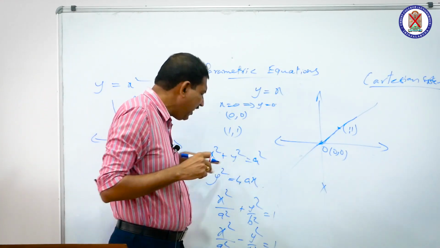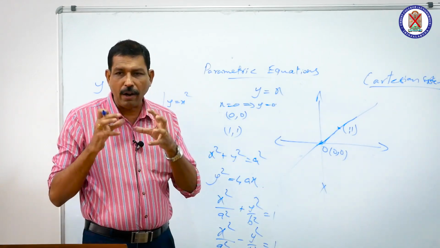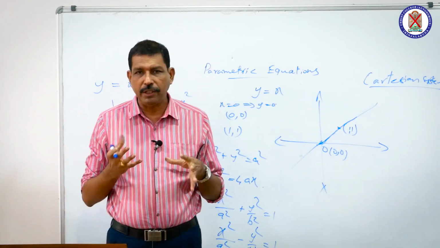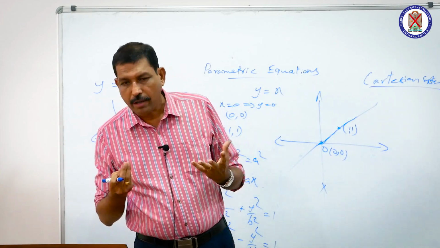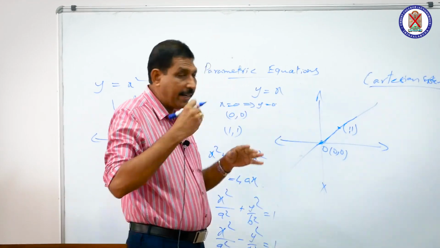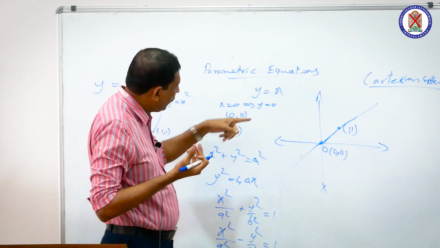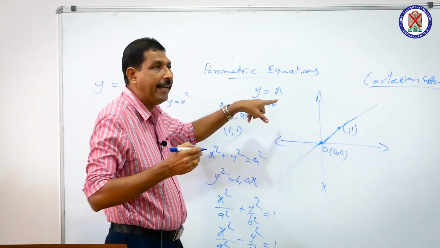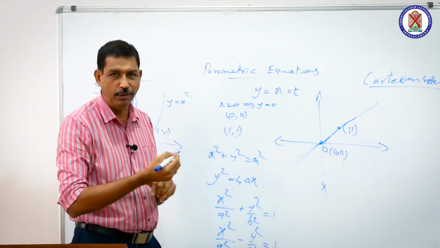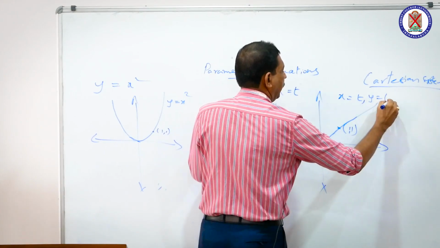But here, for x square plus y square equal to a square, we cannot explicitly find the value of y directly. Therefore, we will think about a new system, a relationship between x and y through an external variable that we are going to study. We can start this with the equation y equal to x. I will take x equal to t, and then y also equal to t.